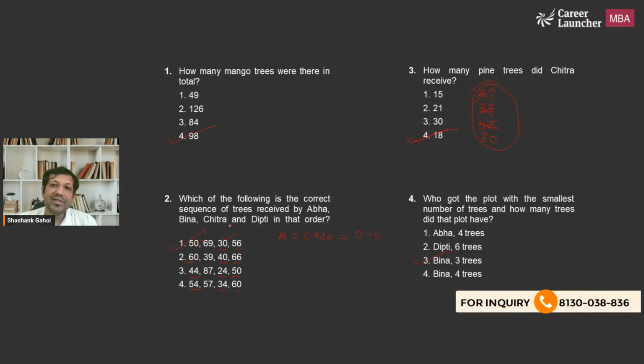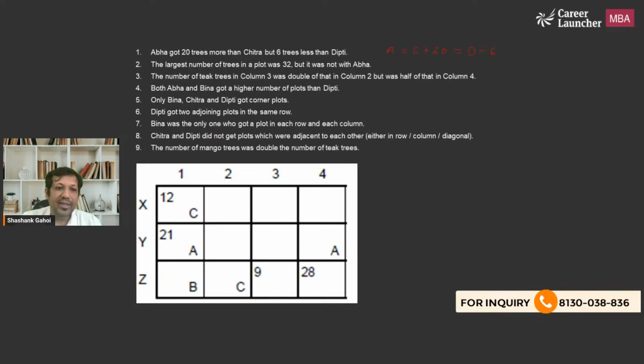So with the help of statement 2, question number 2 and question number 3, I can get the arrangement very quickly. With the help of this, I can directly figure out that this value should be 18, the total number of trees of A should be 50, the total number of trees with B should be 69, and the total number of trees with D should be 56. With the help of statement 2 and statement 3, I can directly say that. And how am I going to utilize this to solve this question now.